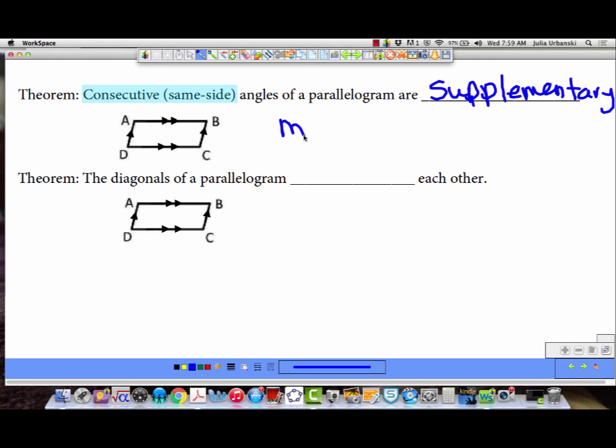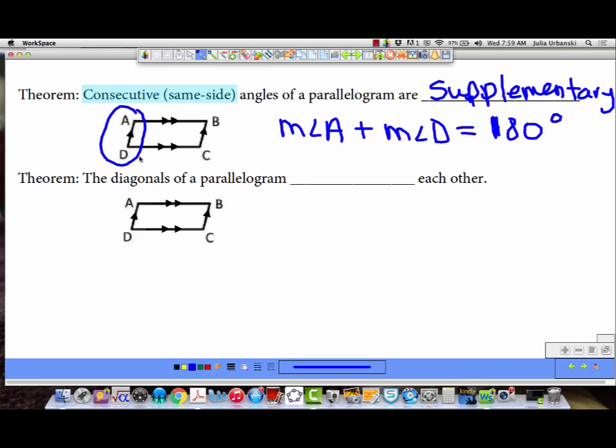So measure of angle A plus the measure of angle D. If you add A plus D together, how many degrees should you have? 180. Same side angles are supplementary. You get 180 degrees. And A plus B would be 180. And B plus C would be 180. And C plus D would be 180.